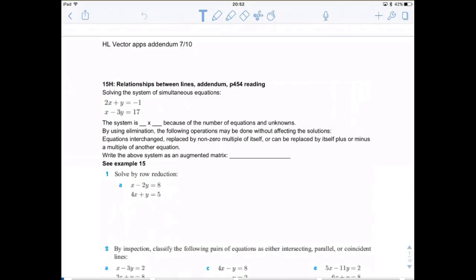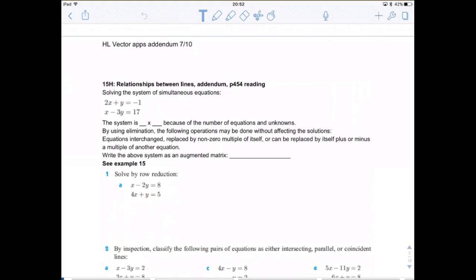Page 7 of Vector Apps Addendum. So we're starting with section 15H here. We're going to talk about how to solve systems of simultaneous equations using matrices, which you might have experience with, but we're going to review that, and then we're going to show how that is useful for vector and vector equations of planes.